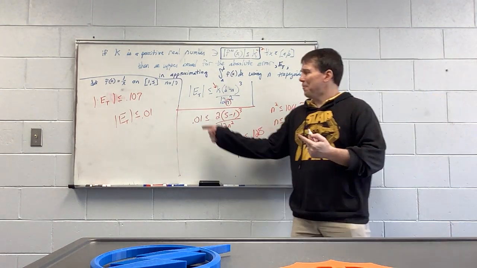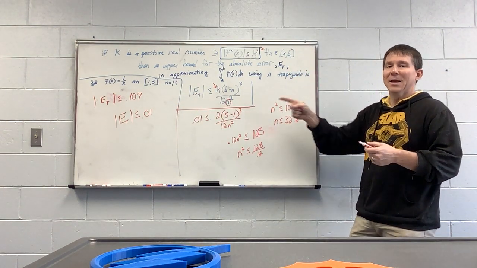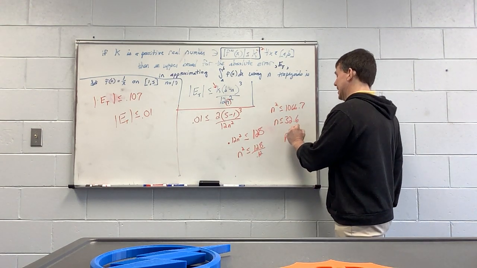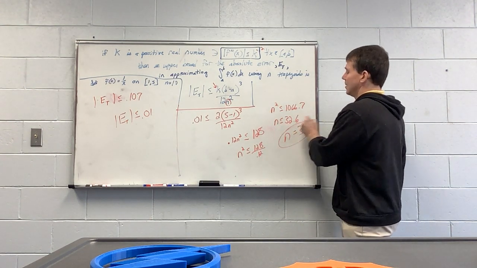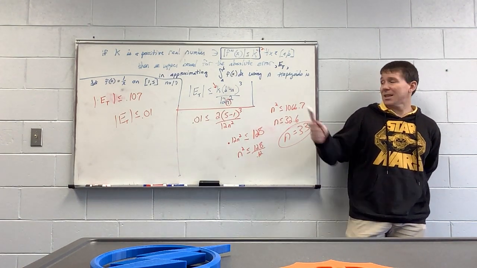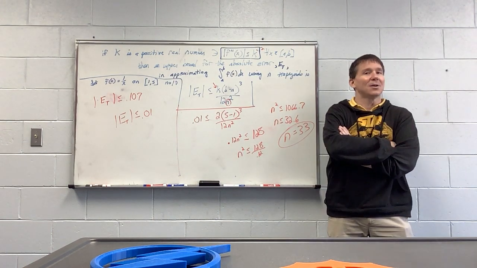Which means if I want to be within the error, I have to go beyond this to make sure I get within the error I want, to make the error smaller. So I would say let n equal 33. And if I let n equal 33, then I will be within 0.01 of the actual value of the integral.